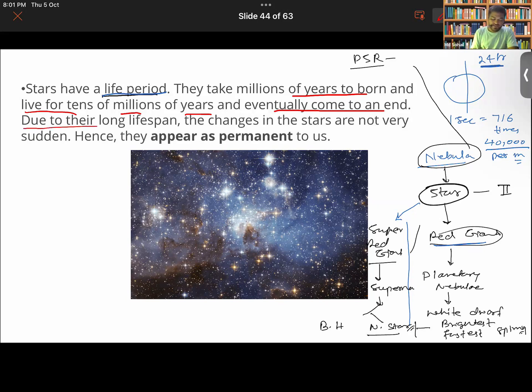So due to their long lifespan, the changes in the stars are not very sudden. Hence, they appear as permanent to us, right? क्योंकि इतनी बड़ी time scale की हम बात कर रहे हैं in millions of years, right? So that's why they appear permanent to us, right?